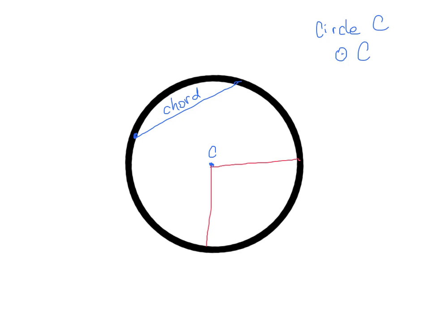So I can, however, have a chord that goes through the center from one part of the circle to another through the center, and that is a chord. It's a chord and it has another name. So a chord that goes through the center has another name, and the name of that specific chord is the diameter.